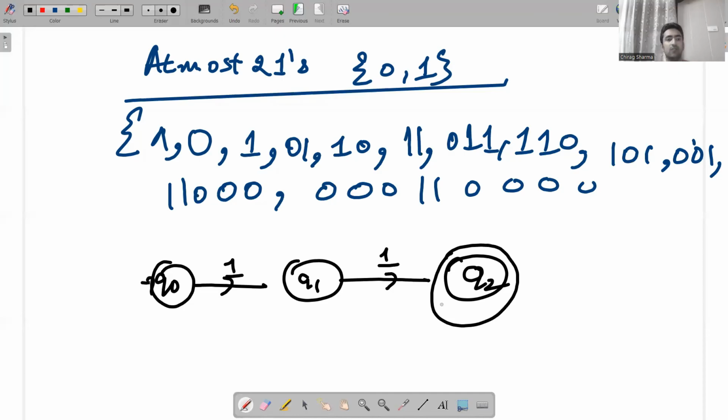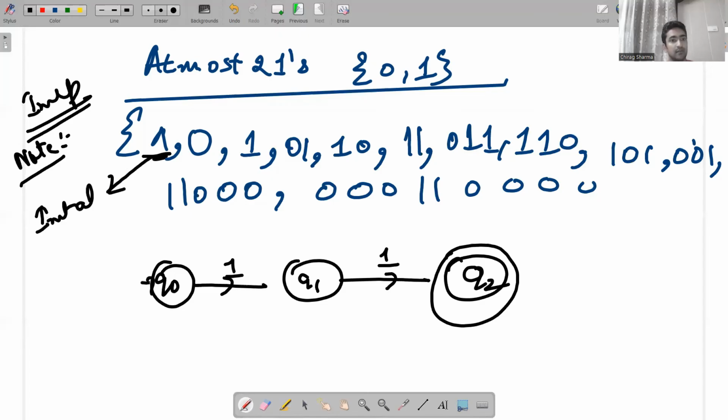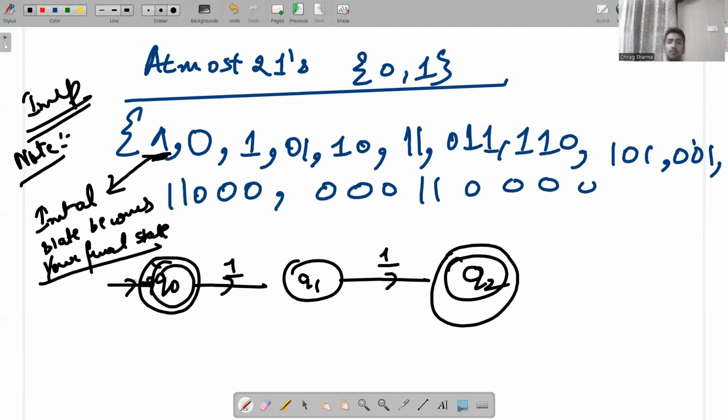Now guys, let me tell you one very important factor. You can also write it in the form of a note. The note is, when null is your answer, your initial state becomes your final state. Why? Because your null is also an answer. You haven't given anything to it, still your null is getting accepted. This is a very important part. So initial becomes final, right?